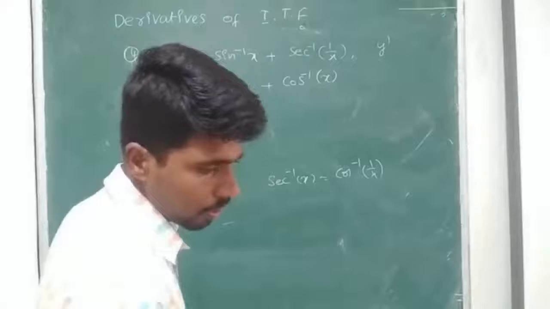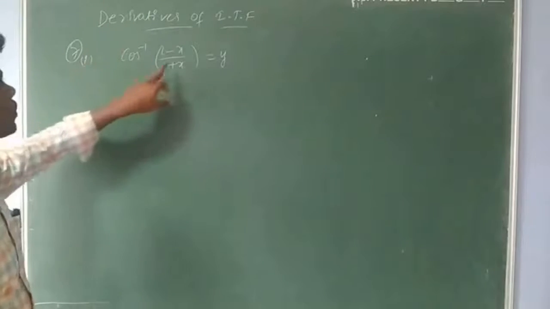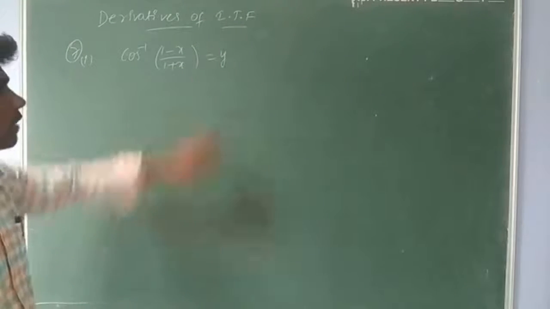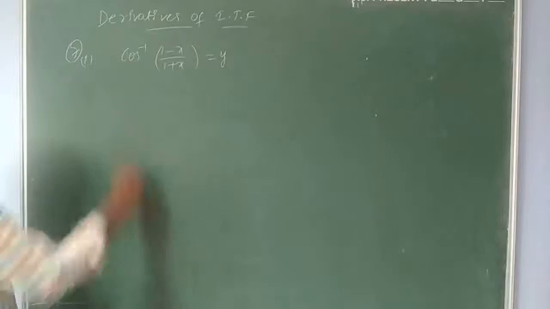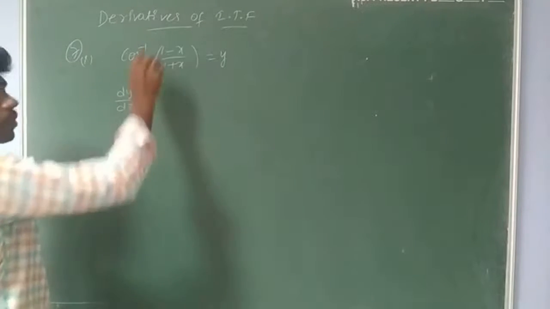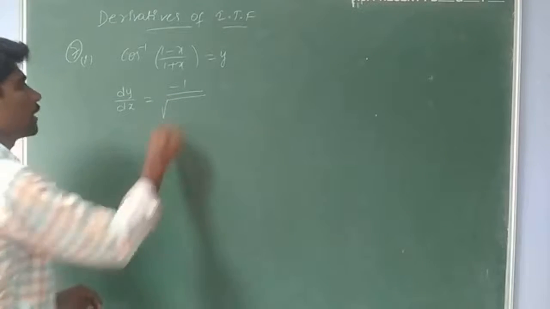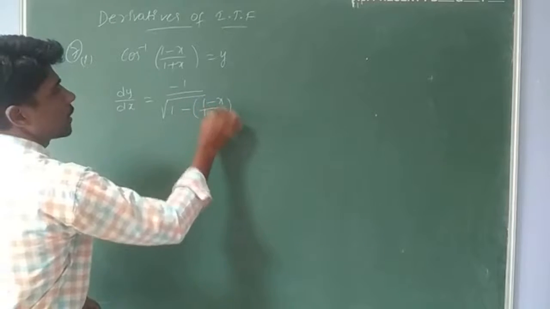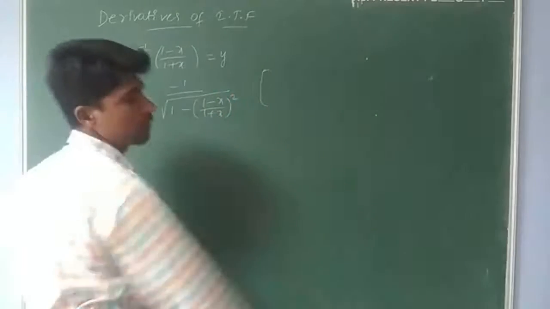cos inverse of 1 minus x by 1 plus x. The given function cos inverse of 1 minus x by 1 plus x, we consider which is equal to y to find its derivative. So differentiate with respect to x, then I get dy by dx equal to derivative of cos inverse x, minus 1 by root over 1 minus x square. In place of x I have 1 minus x by 1 plus x the whole square. So as it is not x, I have to perform its differentiation.